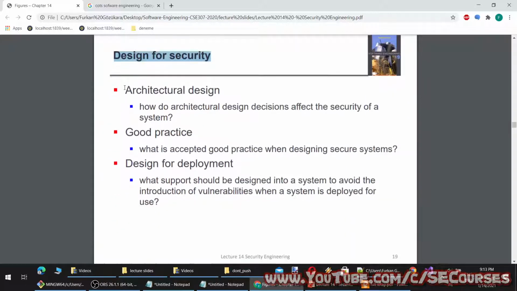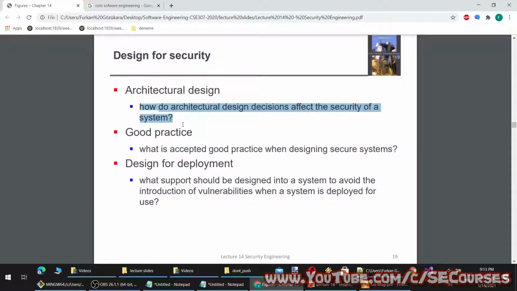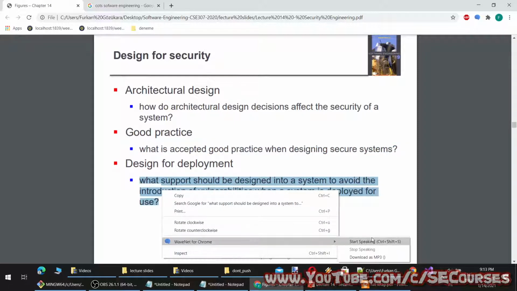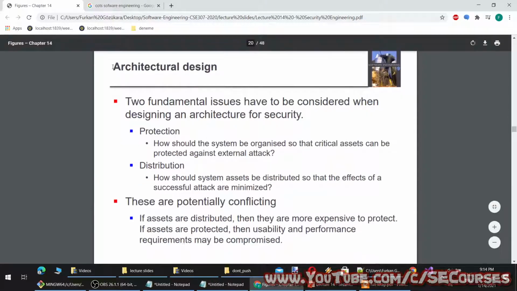Design work for security, architectural design. How do architectural design decisions affect the security of a system? Good practice: what is accepted good practice when designing secure systems? And design for deployment: what support should be designed into a system to avoid the introduction of vulnerabilities when a system is deployed for use? So let's see the architectural design.